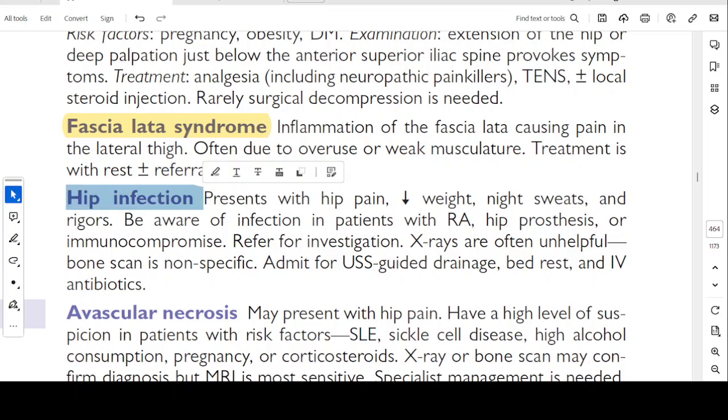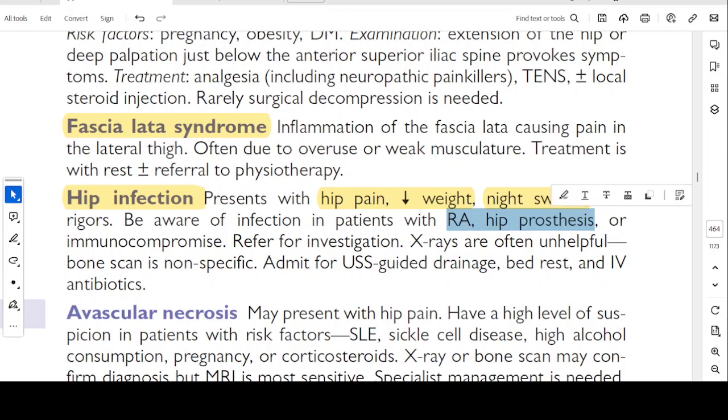Hip infection. Present with hip pain and weight loss and night sweats and rigors. Be aware of the infection in patients with rheumatoid arthritis. So, rheumatoid arthritis, hip prosthesis, or immunocompromise are the risk factors for hip infection. Refer for investigations. X-rays are often unhelpful.